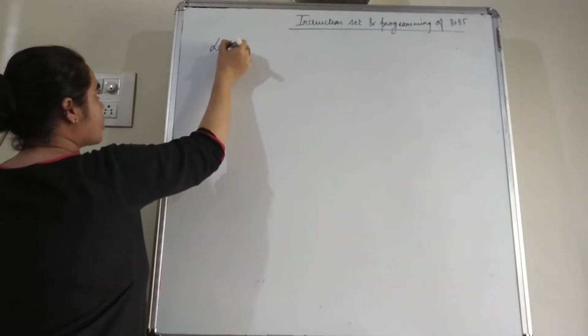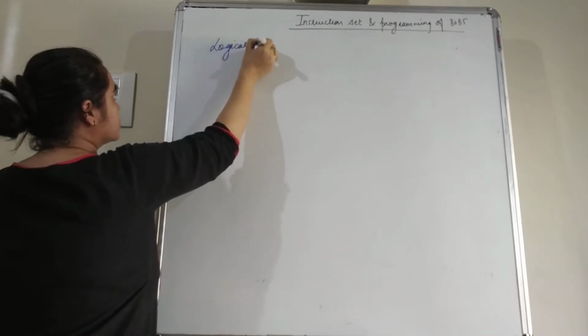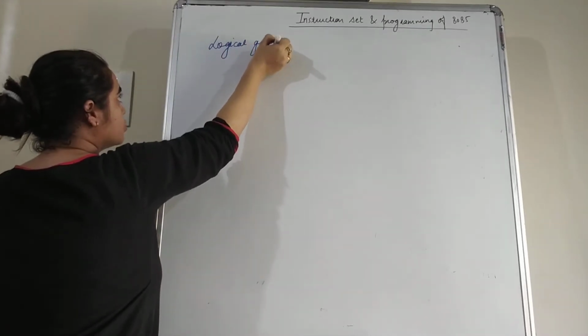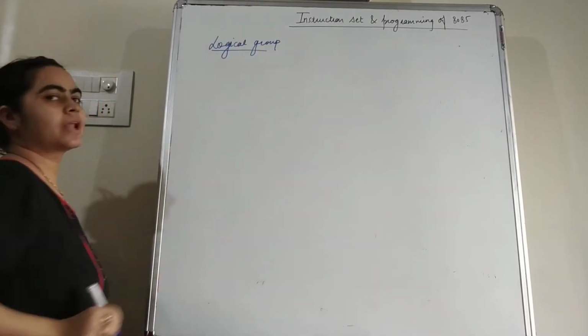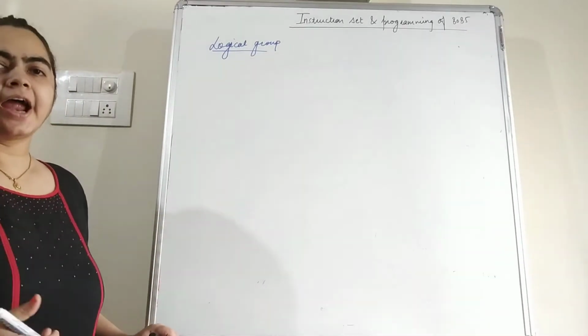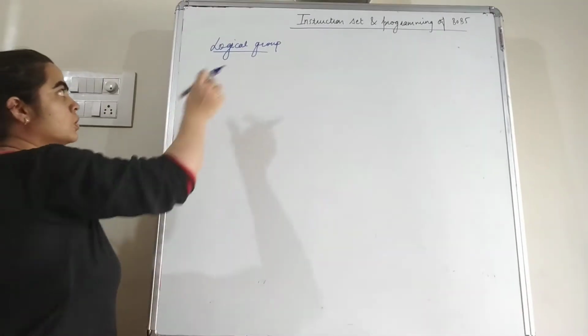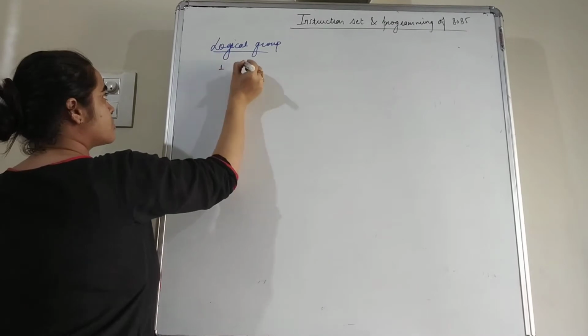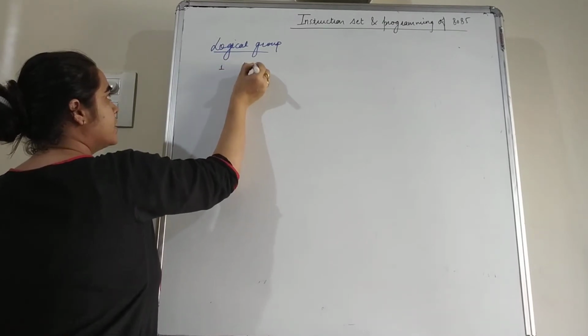Next group is the logical group. So students, in the logical group we have instructions like complement, AND, OR, XOR. In the logical group, the first instruction is ANA R.